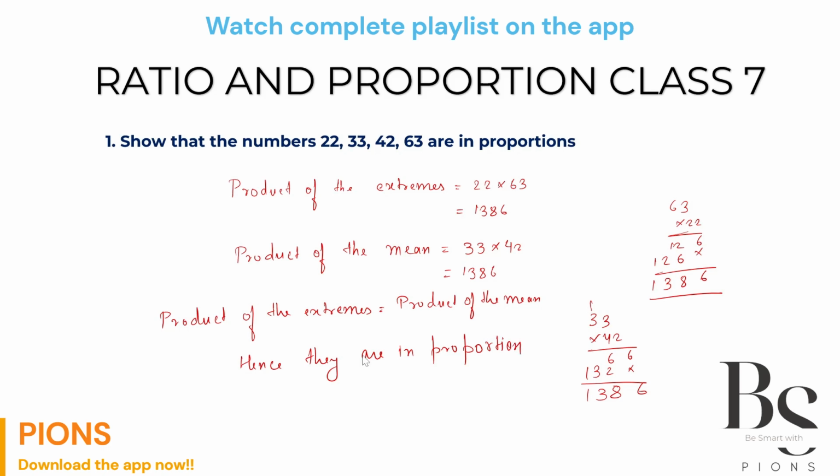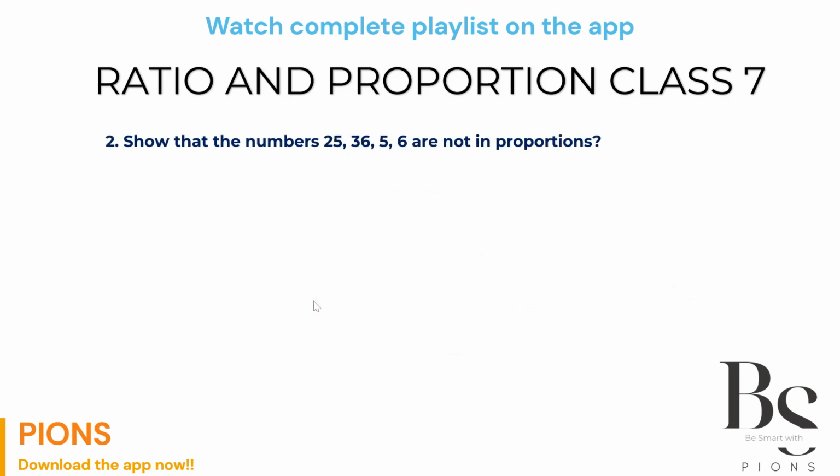Let's move to our question number 2. Question number 2 says, show that the given numbers are not in proportion. So again, we will repeat what we did in the previous question. We will take the extremes. So let's first find the product of extremes.